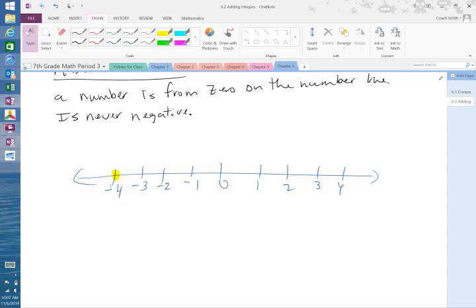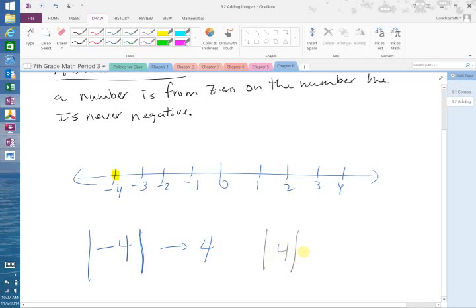Here's how we denote absolute value. If I want to know the absolute value of negative 4, I put two vertical lines on each side of the negative 4. That means the absolute value of negative 4. The absolute value of negative 4 is 4. Just like we said, the absolute value of 4 is 4. The absolute value of a positive is just that number. It doesn't matter what number it is: the absolute value of negative 99 is 99. The absolute value of a million is a million. The absolute value of negative 232 is 232.